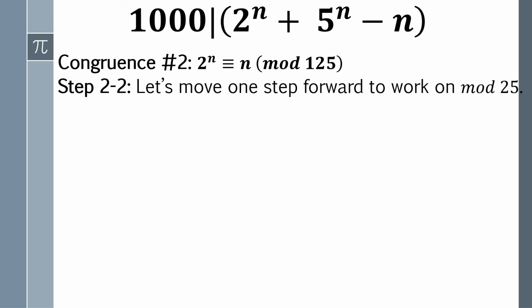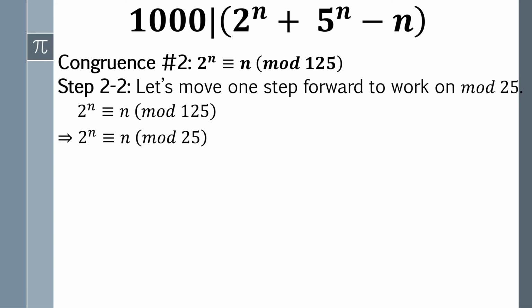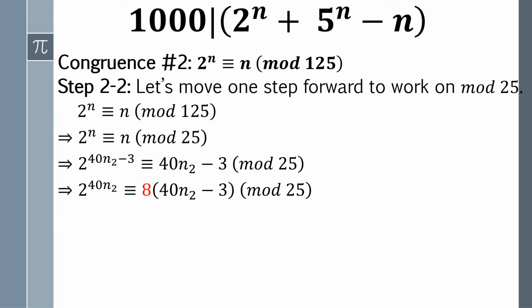Now let's move one step forward to work on modulo 25. In this relationship, n is replaced with 40 times n2 minus 3. Both sides are multiplied by 8. We note that the left side has 2 to the 40th power. This makes us think of Euler's theorem.